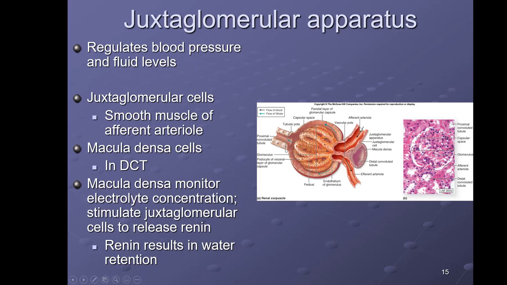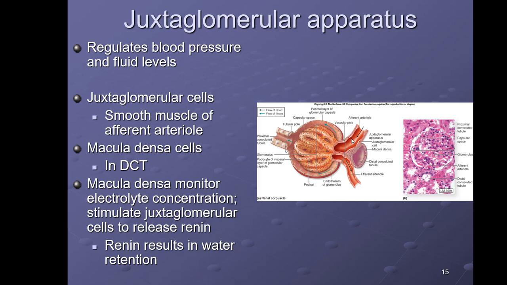So in the afferent arteriole, you have these cells called juxtaglomerular cells. And in the distal convoluted tubule, you have what are called macula densa cells. The macula densa cells constantly monitor electrolyte concentration in the filtrate, and if necessary, they can stimulate these juxtaglomerular cells to secrete a hormone called renin. Renin causes a whole cascade of events, but the end result is that you're going to retain fluid.